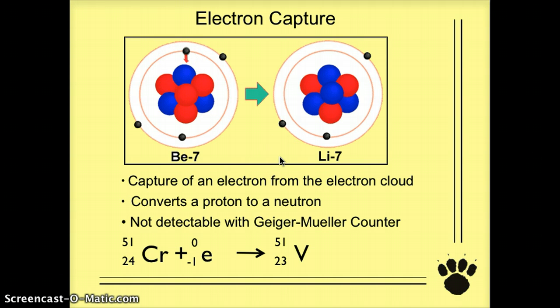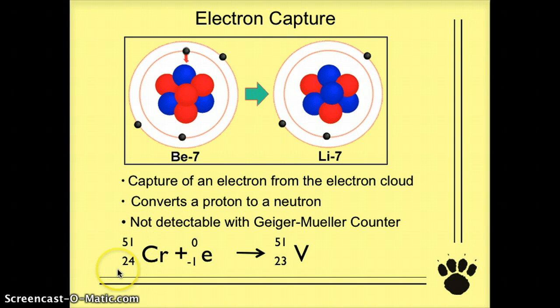Effectively, when we add an electron to the nucleus, think about it, I put a negative in here. A negative is going to counteract that proton, so it's going to convert that proton to a neutron. And it is not detectable with a Geiger-Müller counter, which is what's used to detect radioactivity. So again, all these things are different forms of radioactivity and radioactive reactions.